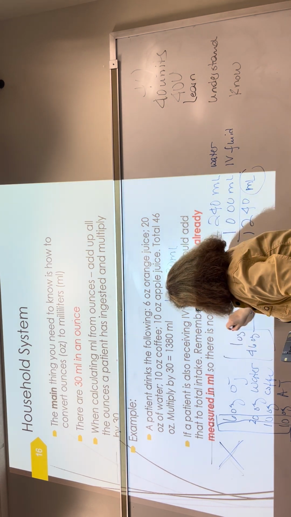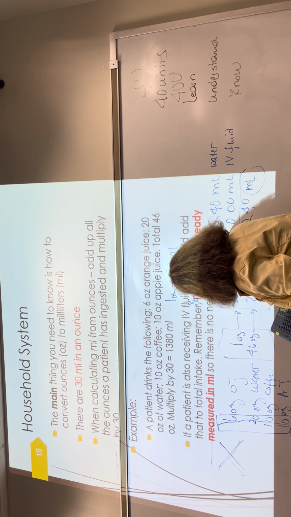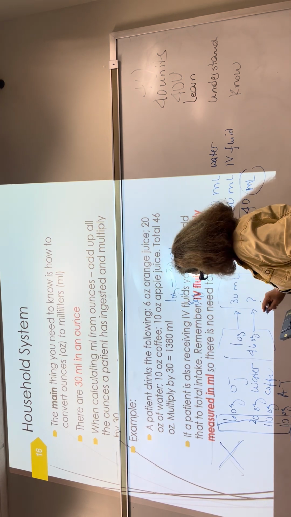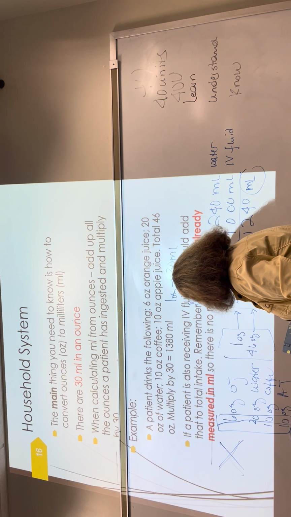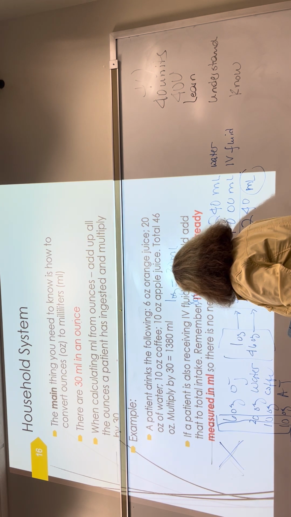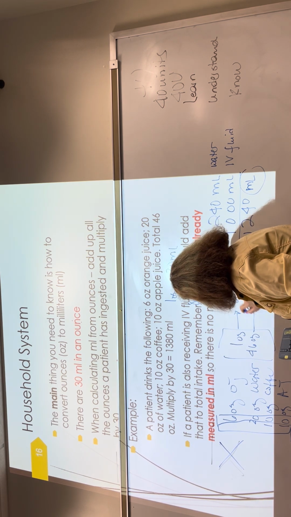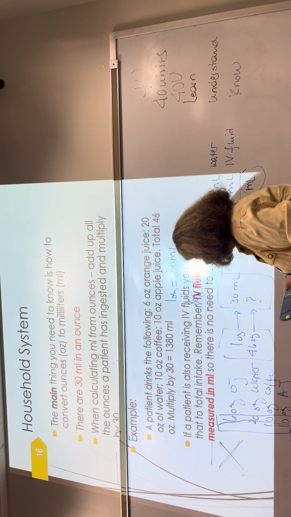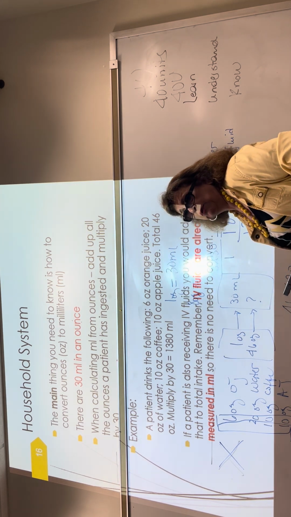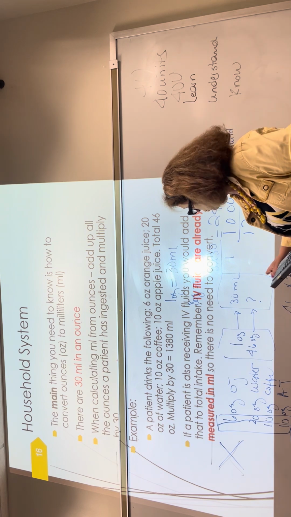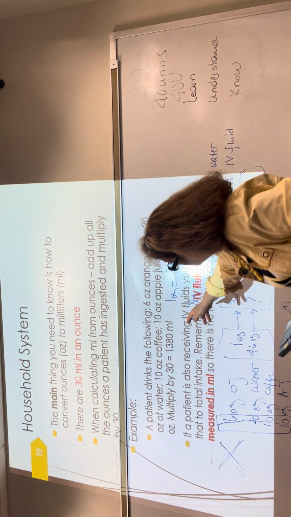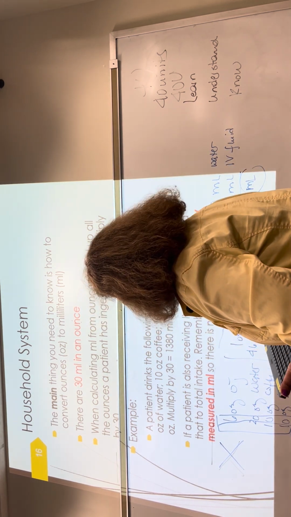So do you see here? This is ounce. The unknown is milliliter. So what am I doing? 46 times 30 divided by 1. Okay, multiply, divide. So 46 times 30 divided by 1. Is that clear? So this is how you're going to be getting how many milliliters. So it will be 1,380 milliliters.